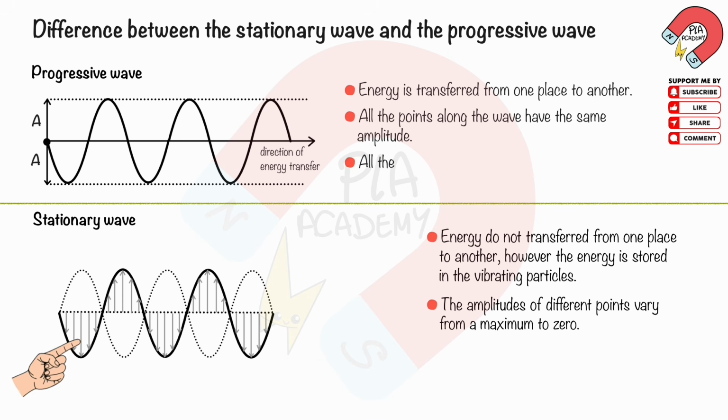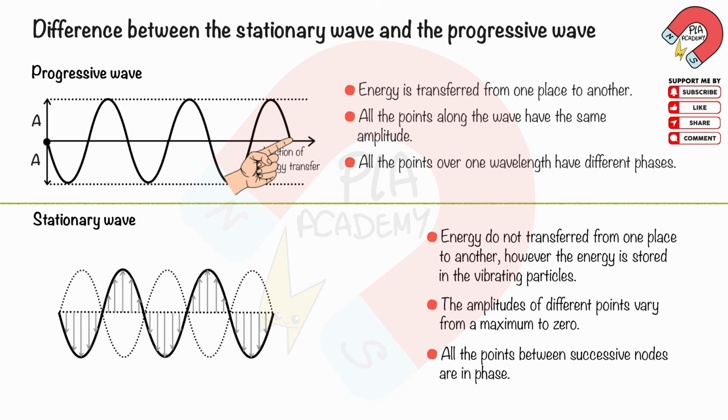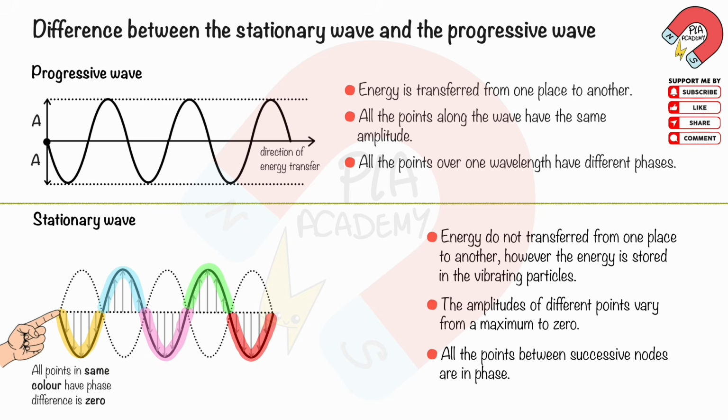All the points over one wavelength in a progressive wave have different phases. All the points between successive nodes are in phase. For example, all points in the same color section have a phase difference of 0. All points in pink and yellow regions have a phase difference equal to 360 degrees, which is also in phase.